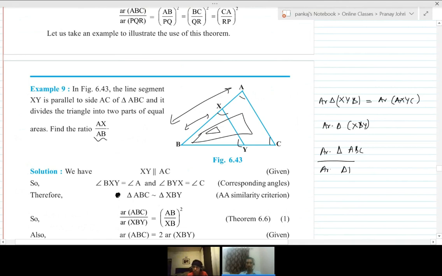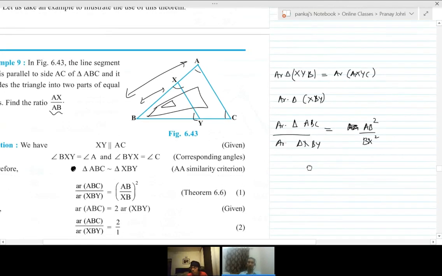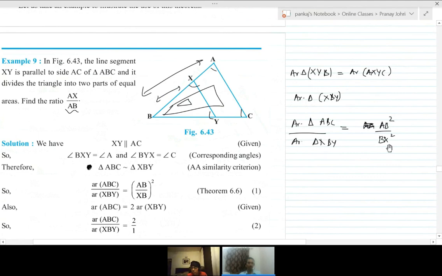That is, area of ABC by area of XBY. That ratio would be equal to AB square by BX square. Yeah. Now, what is that? Something on either the left or right? On the left we do have something.